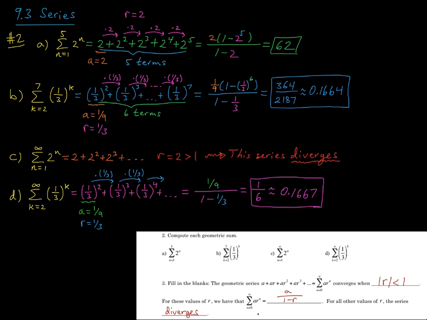We get a convergent sum for r strictly less than 1 in absolute value, and the sum is a over 1 minus r. For all other values of r, the series is divergent, just like we saw in part C.